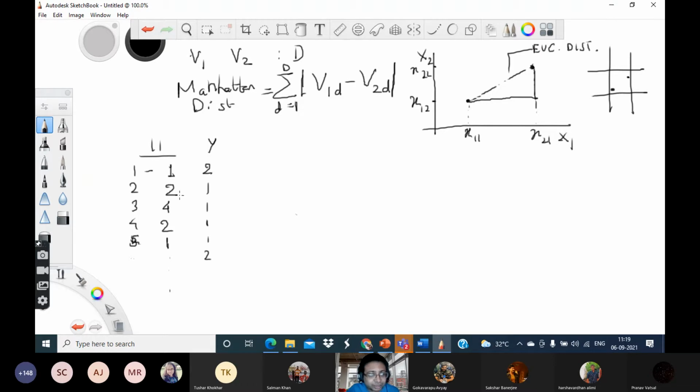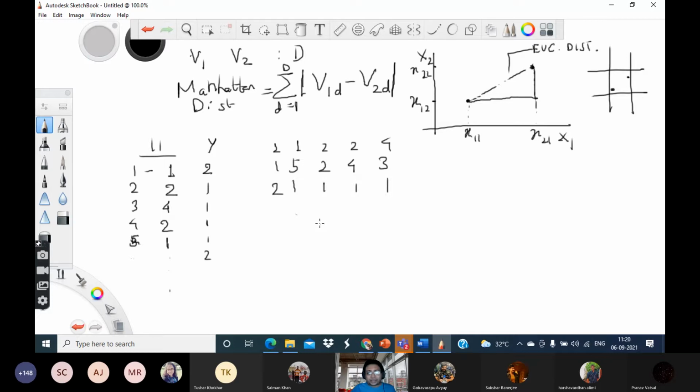So these distances, if I sort, I will first have 1 and 5, both of which are at a distance of 1. Then I have 2 and 4, both of which are at a distance of 2. And then I have 3, which is at a distance of 4. And the labels here are 2, 1. For 2, it's 1. For 4, it's also 1. For 3, again, it is 1.